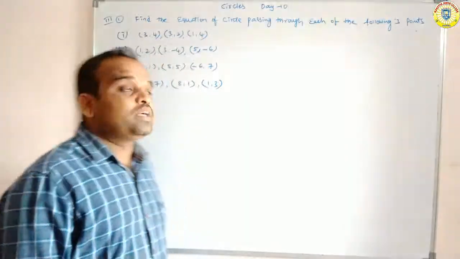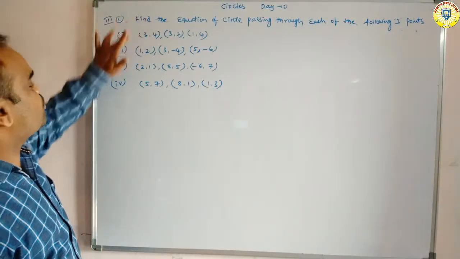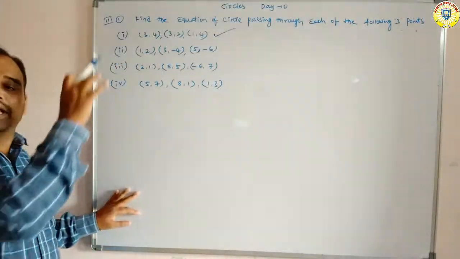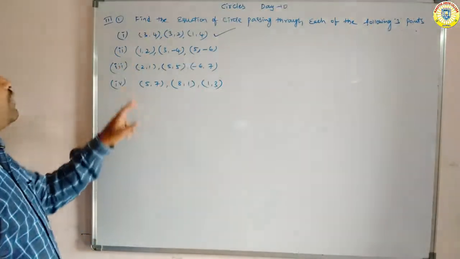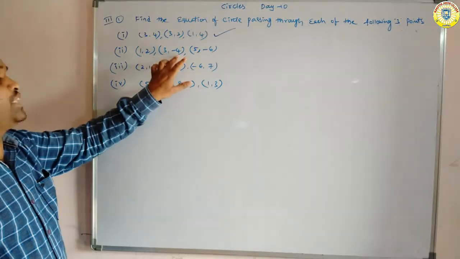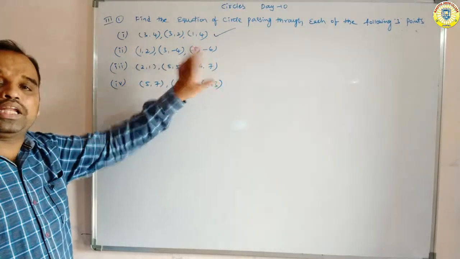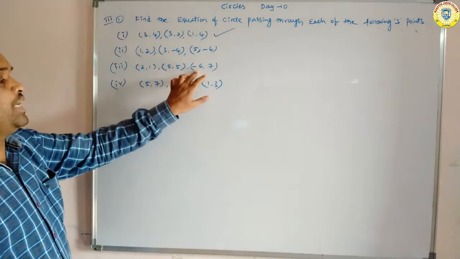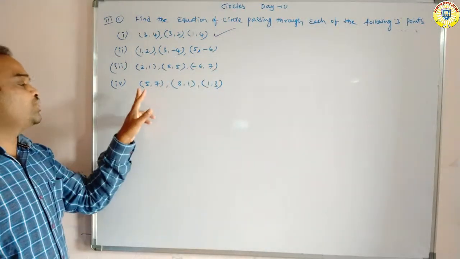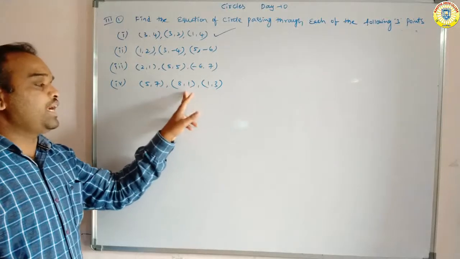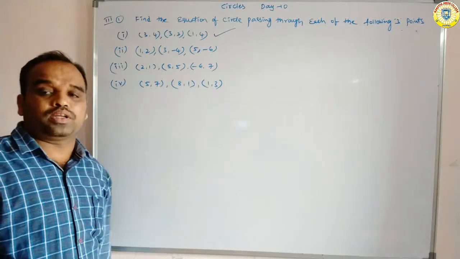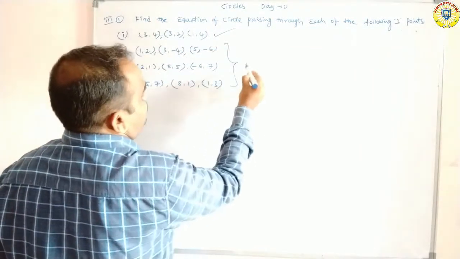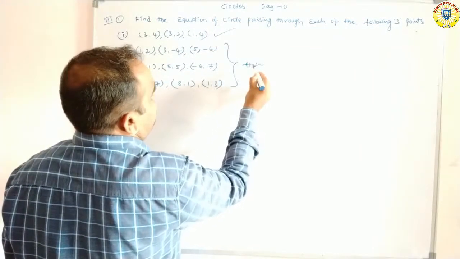So see here, in the third bit first question, total 4 problems are there. So first problem completed. Using the same method, do the remaining 3 problems. Second problem: (3, minus 4), (5, minus 6), (2, 1). Third: (5, 5), (minus 6, 7). Fourth problem: (5, 7), (8, 1), (1, 3). Okay? So this one completed. Remaining these 3 problems are homework. Try these problems, must and should.